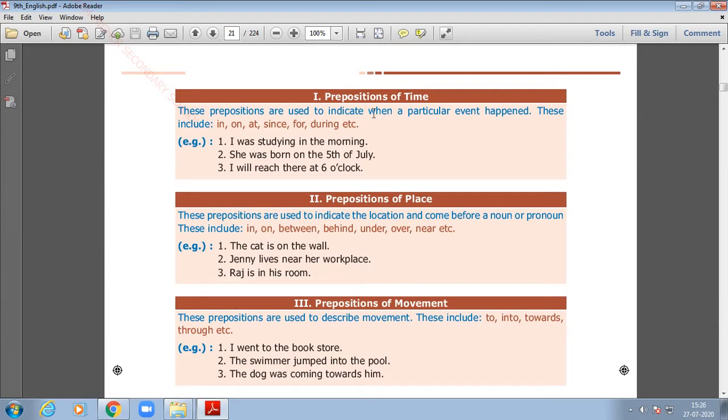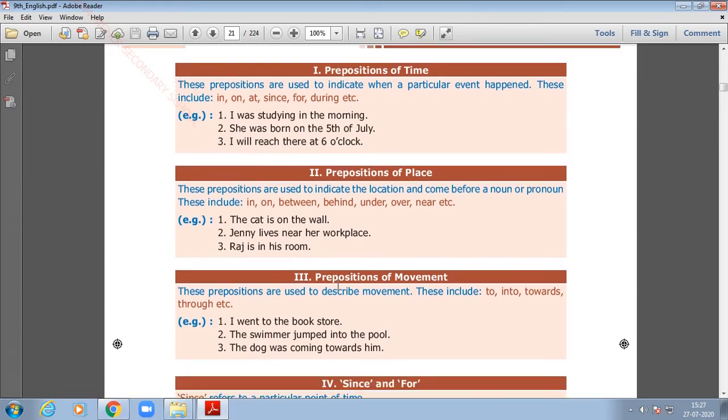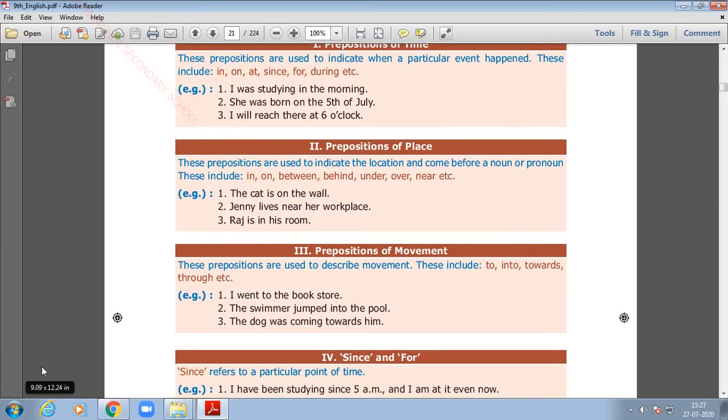What are the prepositions of timing? In, on, at, since, for, during, etc. And you have the prepositions for place also: in, on, between, behind, under, over, near. And then prepositions of movement: to, into, towards, through.